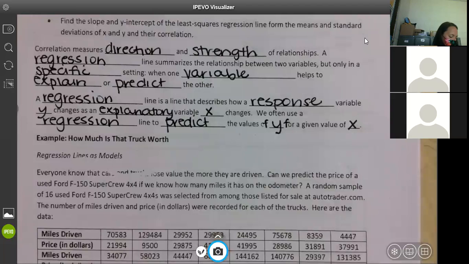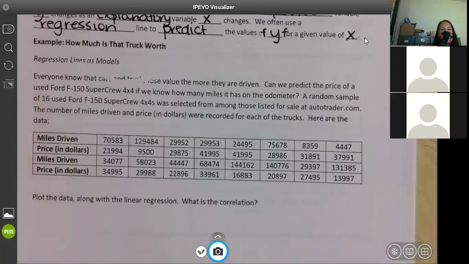A random sample of 16 used Ford F-150 Super Crew 4x4s was selected from among those listed for sale at autotrader.com. The number of miles driven and price in dollars were recorded for each of the trucks. Here are the data. Plot the data along with the linear regression. What is the correlation?